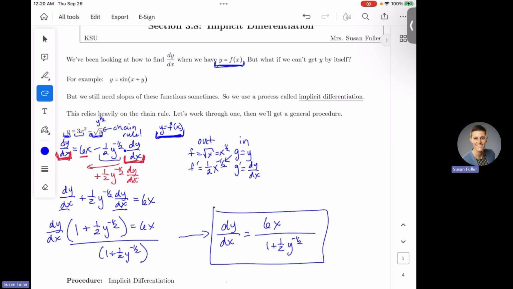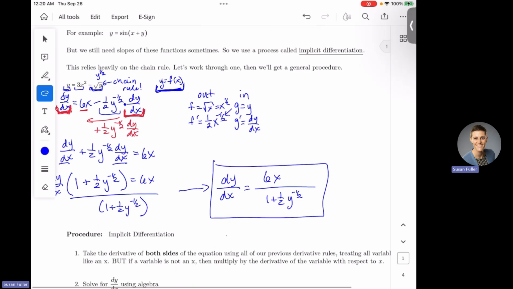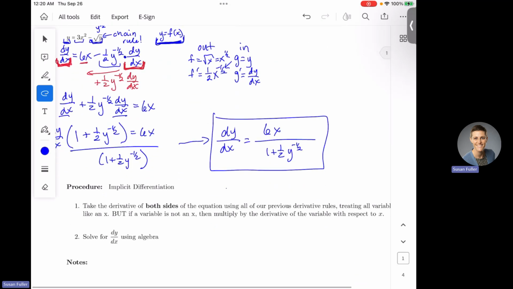This is implicit differentiation. Okay, so what were the steps here? How did we do this? The first thing that we did was we took the derivative of both sides of the equation. You might have parts of an equation on both sides of the equal sign now. You have to take the derivative of everything on both sides of the equation using all of our previous derivative rules. You're going to have to apply product rules when you have something with a variable times something with a variable. You got to apply quotient rules when you've got something with a variable divided by something with a variable. You got to apply chain rules when you have something with a variable inside a function.